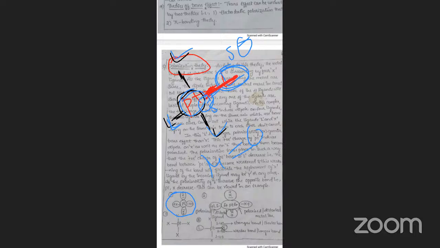This is the right hand side. This is the left hand side. This is the top. This is the bottom L. Four ligands are there, and the four ligands are arranged in this pattern: right hand side, left hand side, top and bottom.